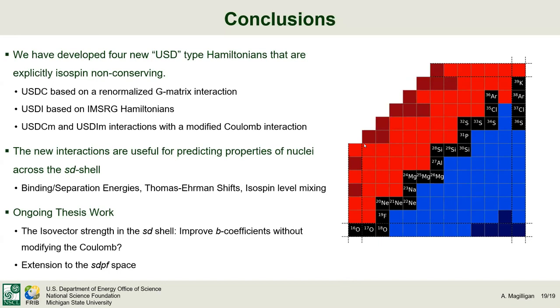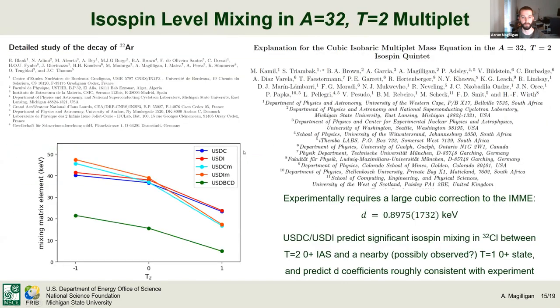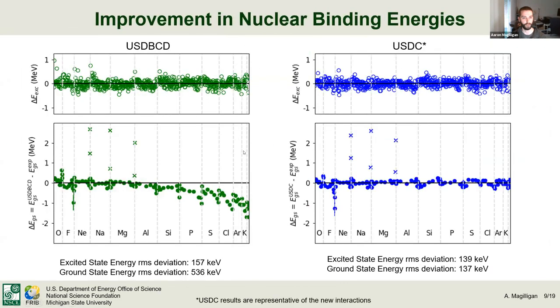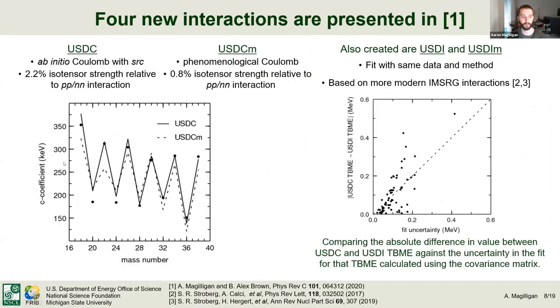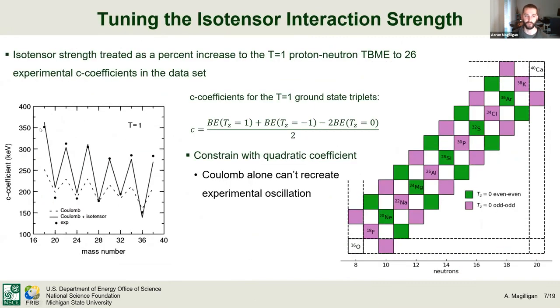Okay, but is there any clear signature for the need of isospin violation beyond Coulomb that you have seen so far? Well, as far as reproducing the C coefficients, which are here, we are unable to produce the experimental C coefficients without an isotensor interaction added on top of the Coulomb. So I would say that that's evidence that we would need the isotensor interaction. Thank you so much. Yep.